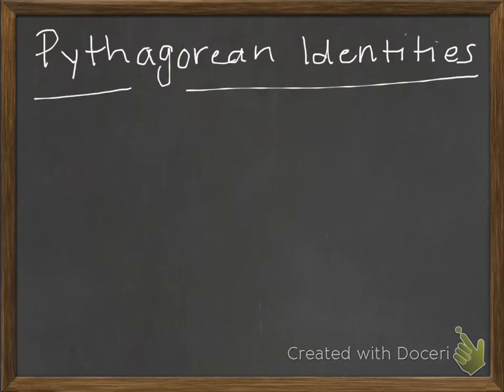And again, these are something you have to memorize. You need to know them and need to know how to use them. So there's 3 of them. The first one is sine squared of theta. Notice it's the function that's squared, not the angle. Plus cosine squared of theta equals 1.